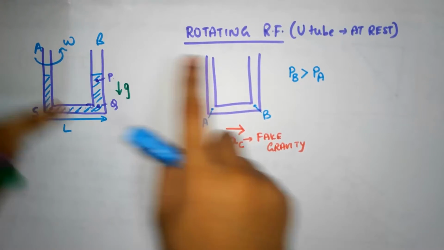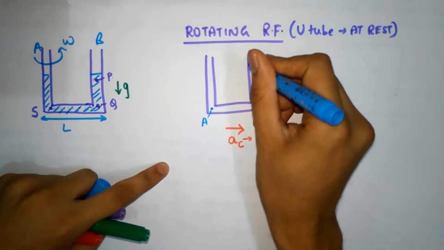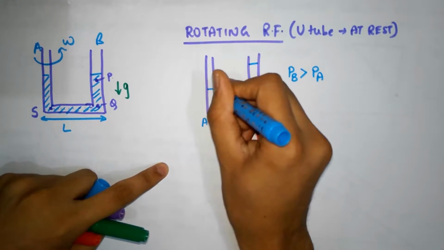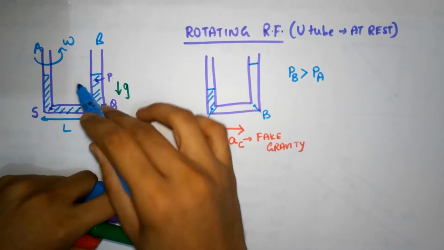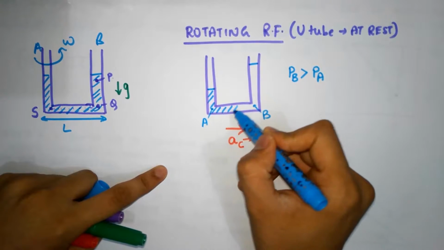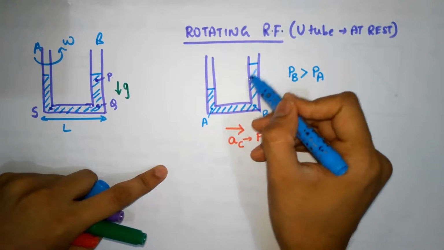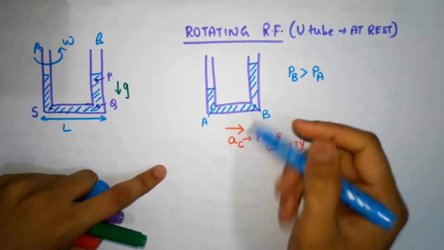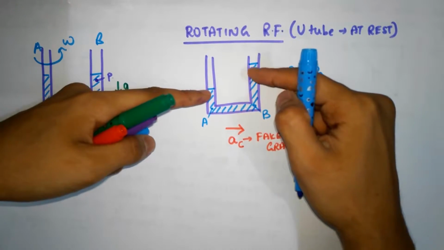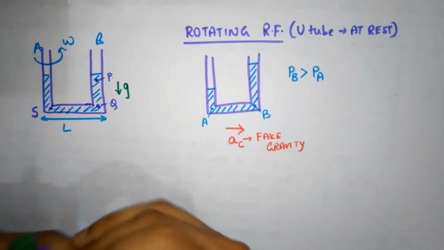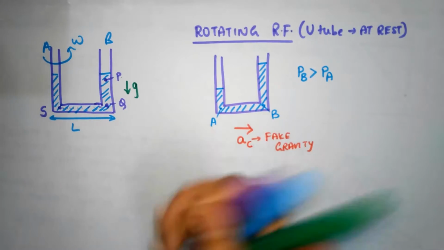So you know what would happen? Because of this, there will be a difference in the height created. I hope you can now conceptually understand what is the effect of rotation. It causes a height difference because it causes a pressure difference. So the only way a pressure difference can be created is if this were to go. Another way to think about it is, think of it this way.